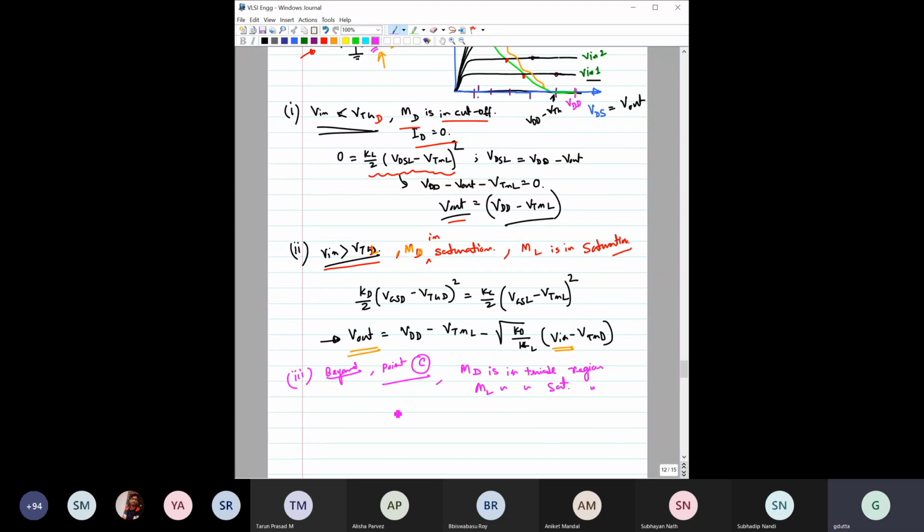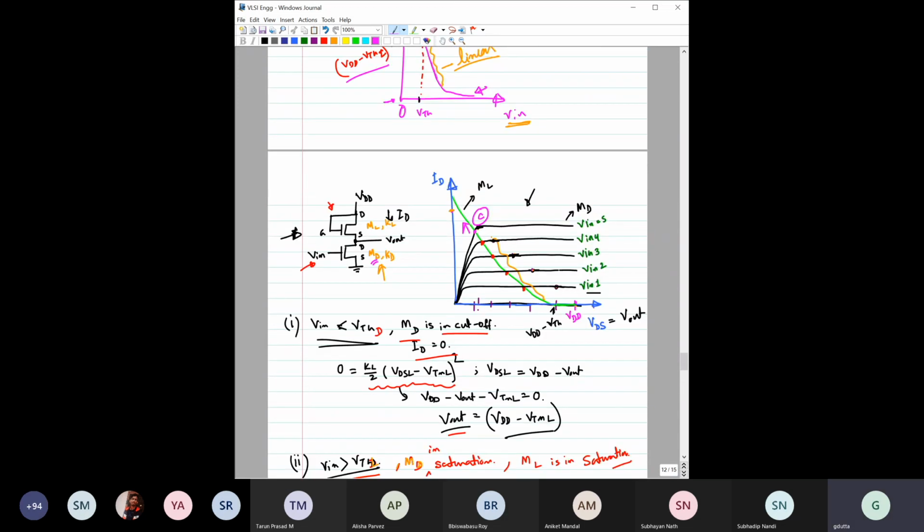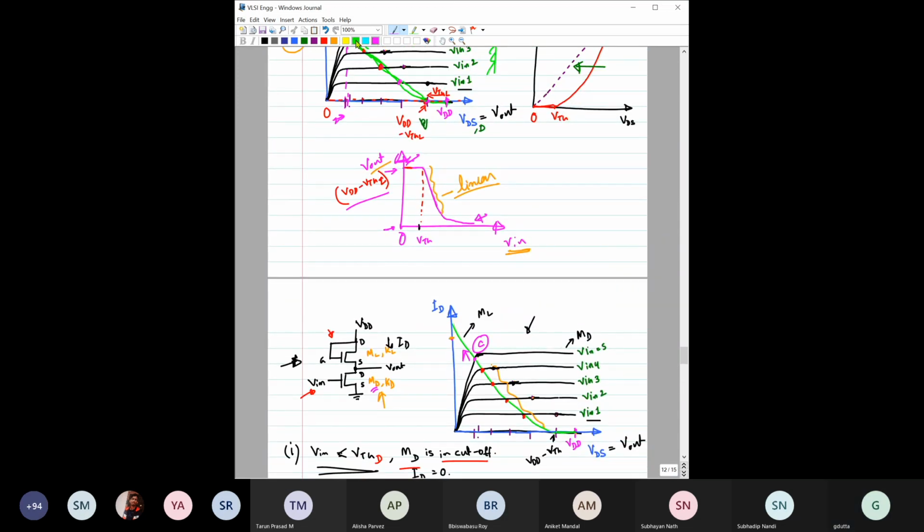So that way you can also construct an equation, all right? And you can also find a relation between V output and V input for this region. Obviously this will not be a linear relation. So please try to find out what this relation is between V output and V input for this region. Now here comes the question.